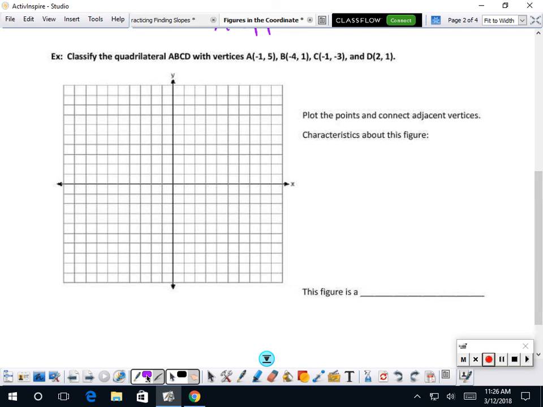So I'm going to darken my axes. And I'm going to plot my points. So the first point is at -1, 5. B is at -4, 1. C is at -1, -3. And then D is at 2, 1. So we plot our points, connect our dots.